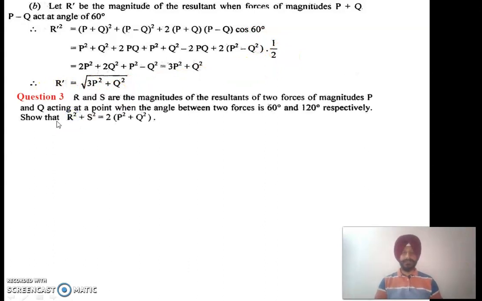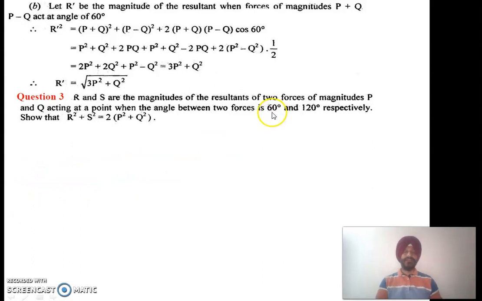Now come to the third question. R and S are the magnitudes of the resultant of two forces of magnitude P and Q acting at a point when the angle between the forces is 60 degree and 120 degree respectively. Show that R square plus S square is equal to 2 times P square plus Q square. Here R and S are the magnitudes of the resultants of two forces. So we have two resultants, one is R and the other is S, for two forces, P and Q.